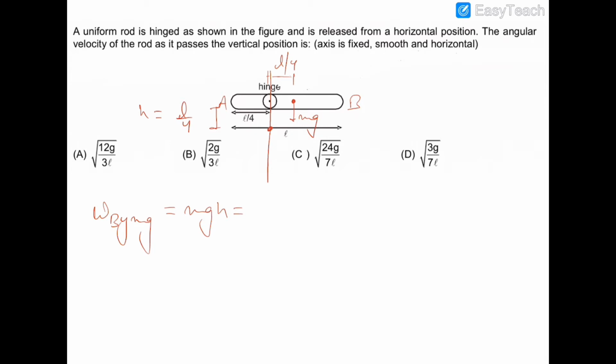where h is the height by which the center of mass has descended. So this is mgL by 4, and this work done would be equal to the rotational kinetic energy of the rod, half I omega square, where I should be the moment of inertia of the rod about the hinge.